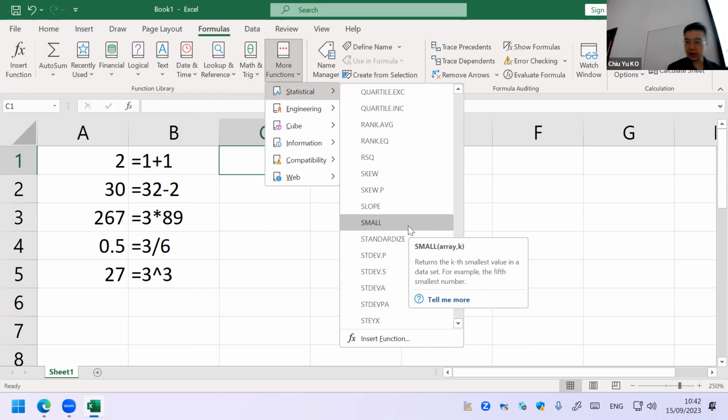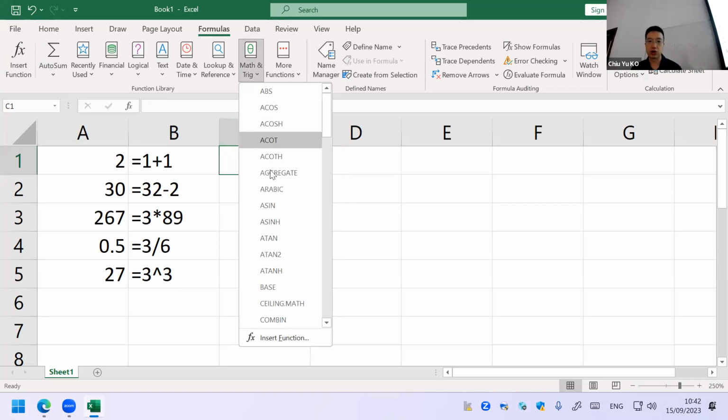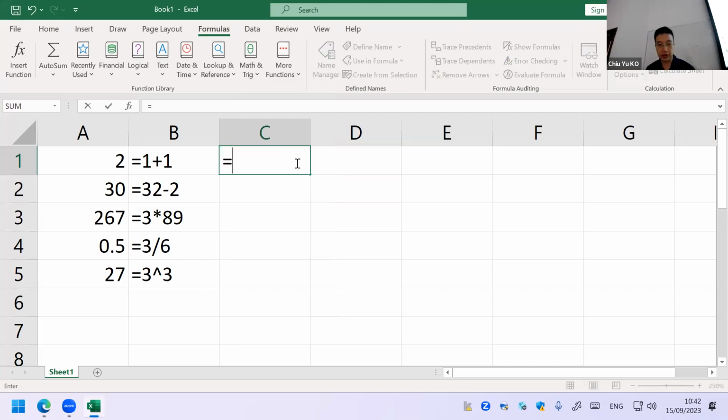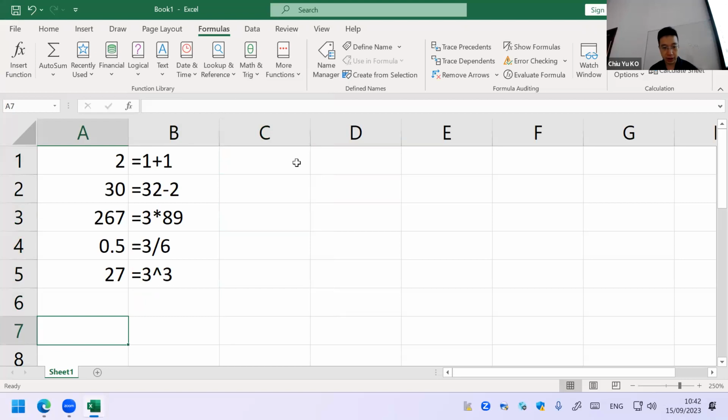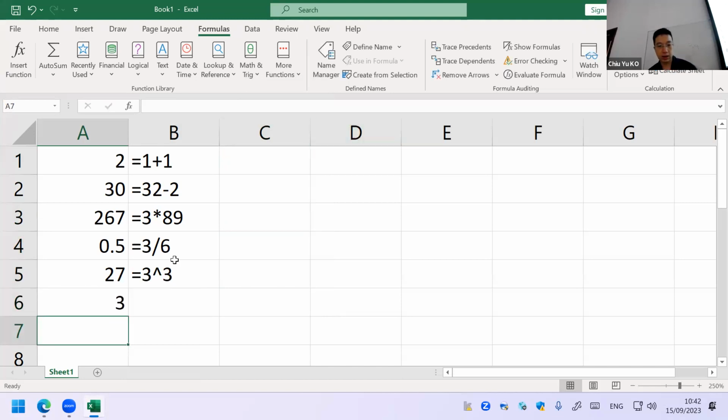Okay, and what we're trying to show you is some of the functions we use in math, because we'll use some of the functions here. The first one we're going to use, maybe I just continue this one. It's called function, and then we will do equal, because we start from equal. We'll do the square root. Okay, this is the function that we are using.